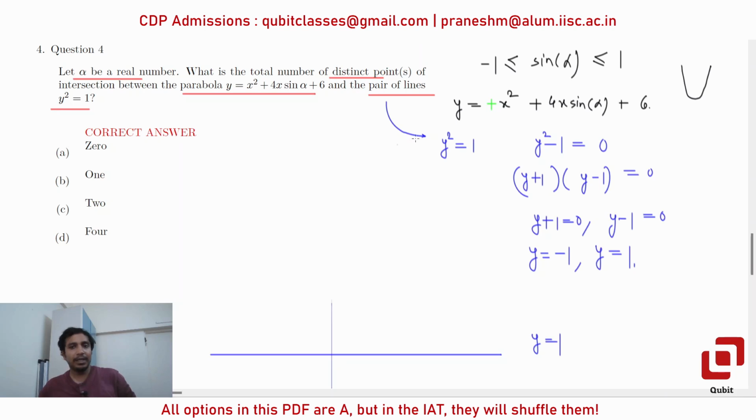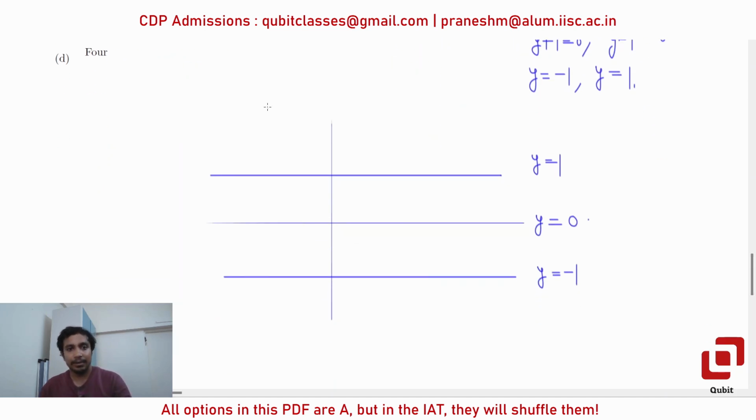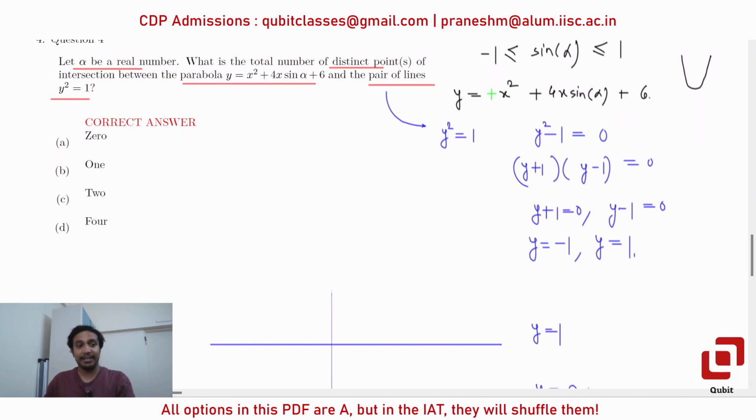Now look, how many points of intersection can this parabola possibly have? Okay, it could either be like this, or it could be like this too, or it could also be like this, where 4 points of intersection are there, or maybe something like this. Okay, maybe something like that. But how to handle that?